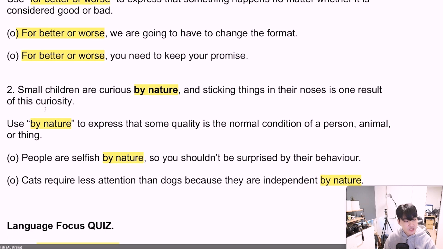Number 2. Small children are curious by nature, and sticking things in their noses is one result of this curiosity. Okay, so we have highlighted "by nature." Now, use "by nature" to express that some quality is the normal condition of a person, animal, or thing.